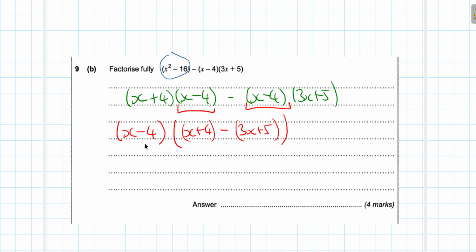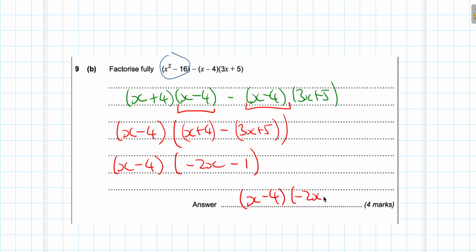So here we know that one of our factors is going to be x minus 4. For the second one, we're going to expand this equation out, so we're going to collect terms essentially. It's going to be x minus 3x is minus 2x, and 4 minus 5 is going to be minus 1. And that gives us our final term, x minus 4 and minus 2x minus 1. And we can write that as our final one.